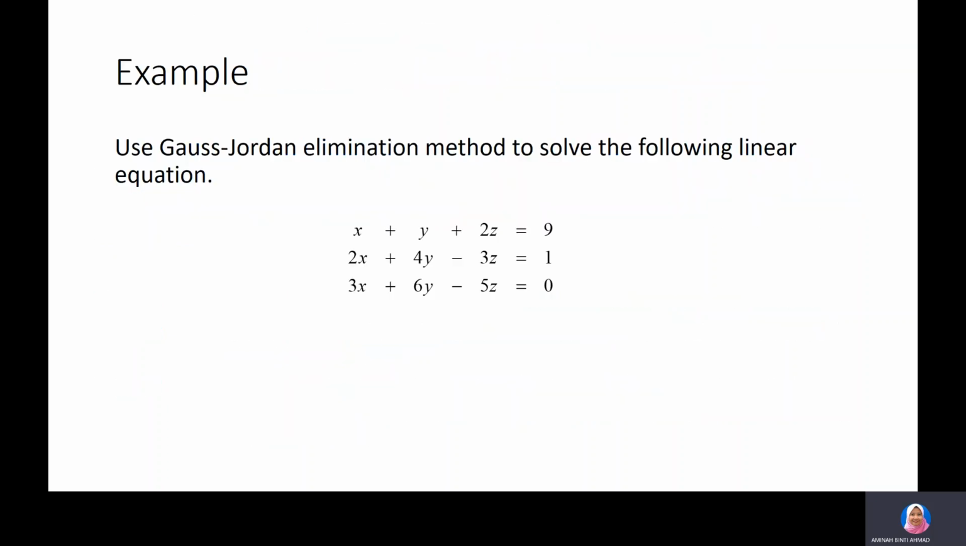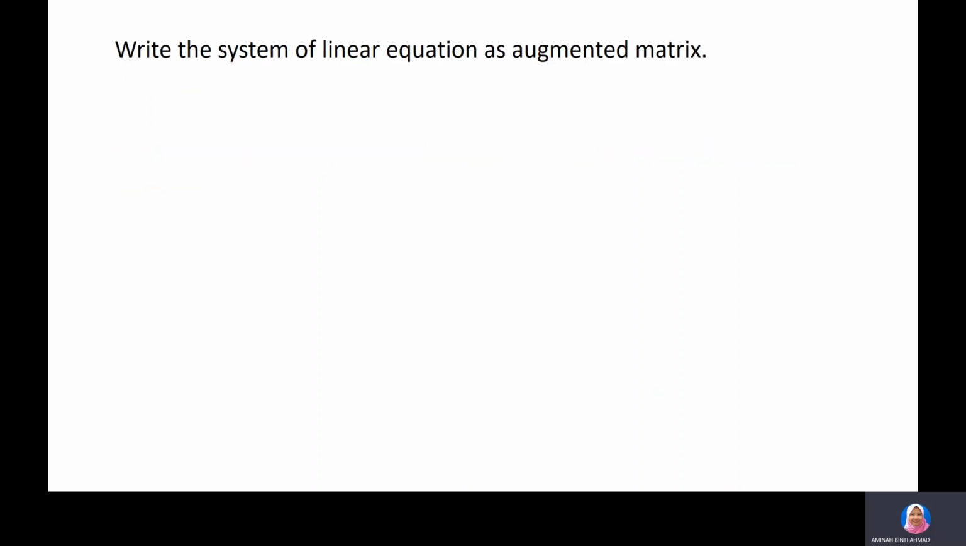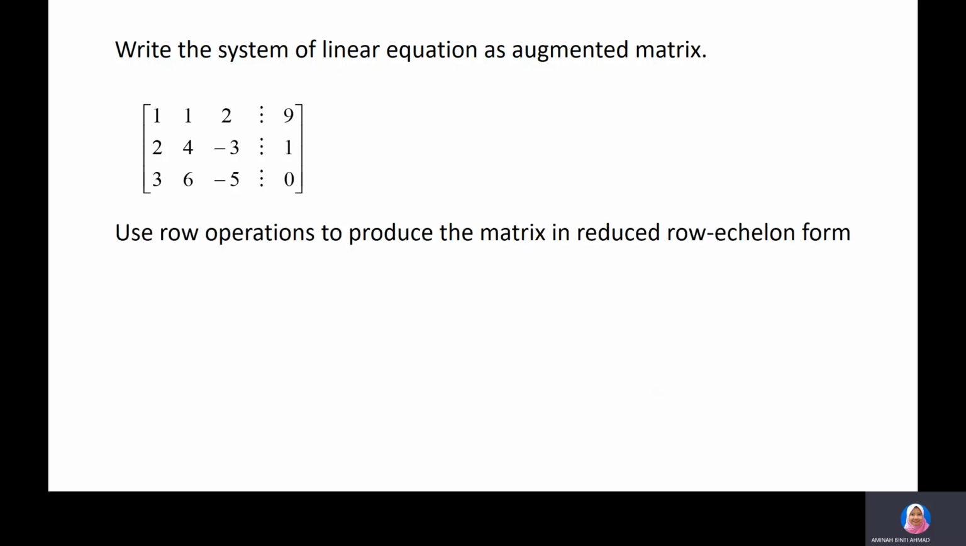So we use the Gauss-Jordan elimination method to solve the following linear equations. Okay, we have three equations with 3 variables. So we write an augmented matrix, and then we use row operations to produce the matrix in row echelon form. So our main goal is to make sure this part becomes the identity: 1 0 0, 0 1 0, 0 0 1. So we want to make sure this becomes the identity.